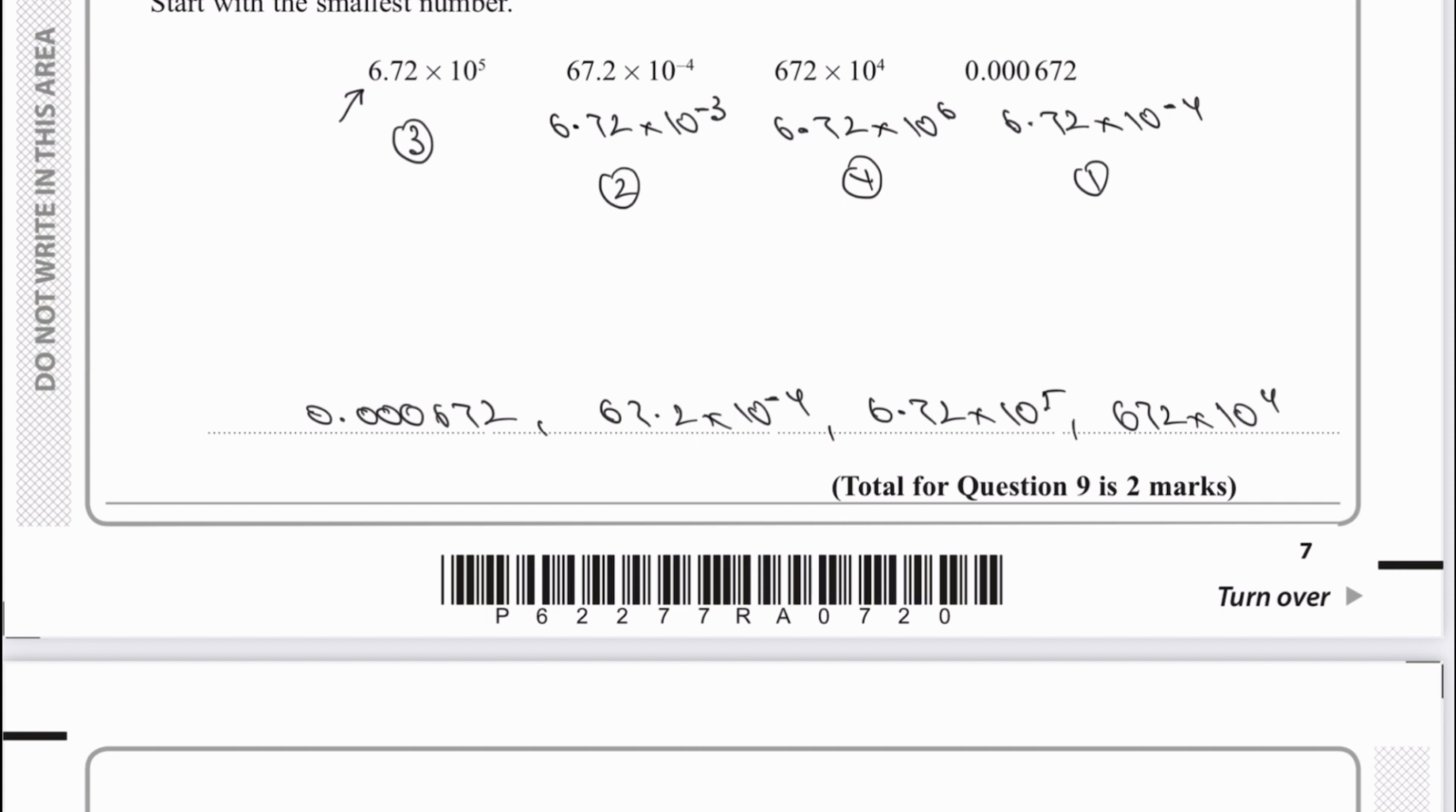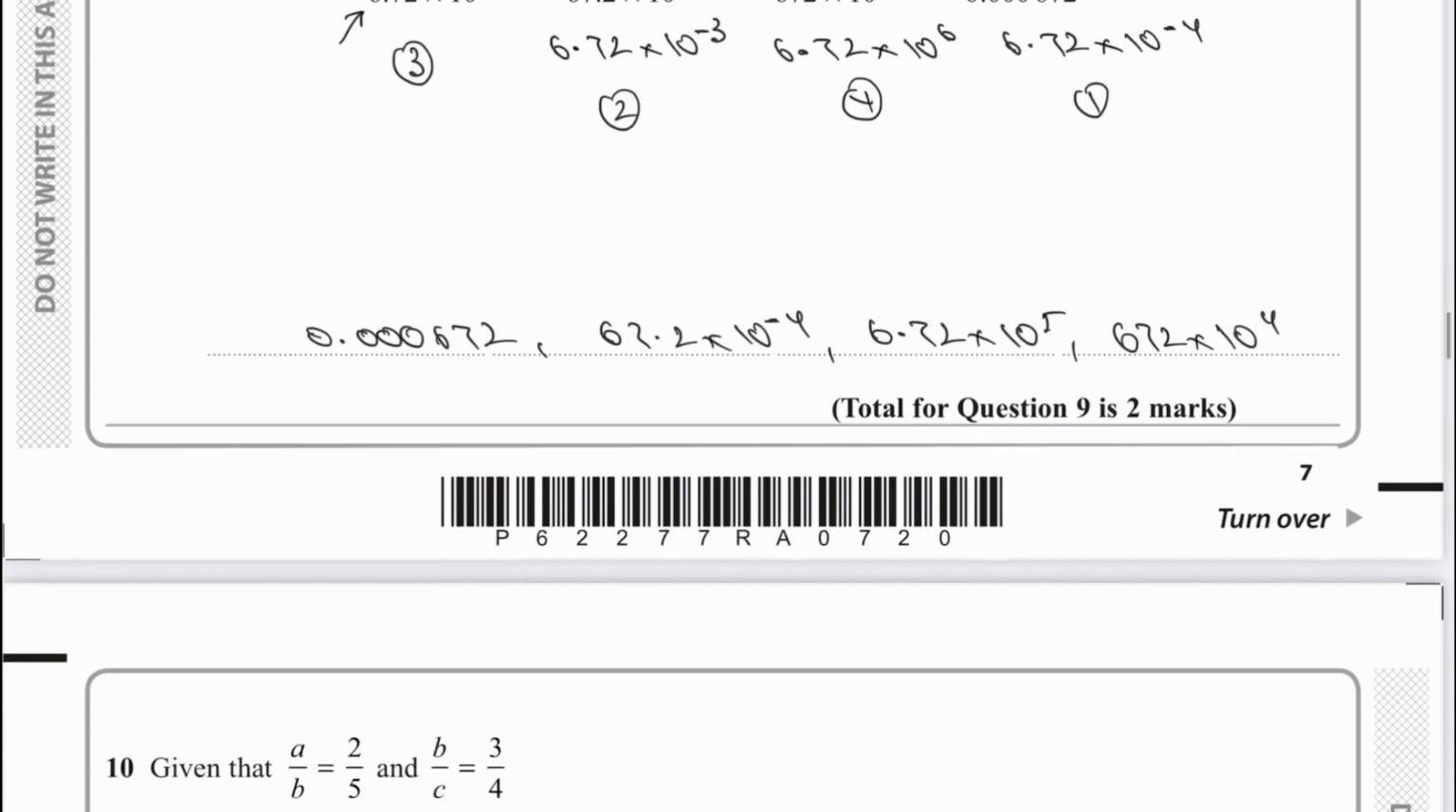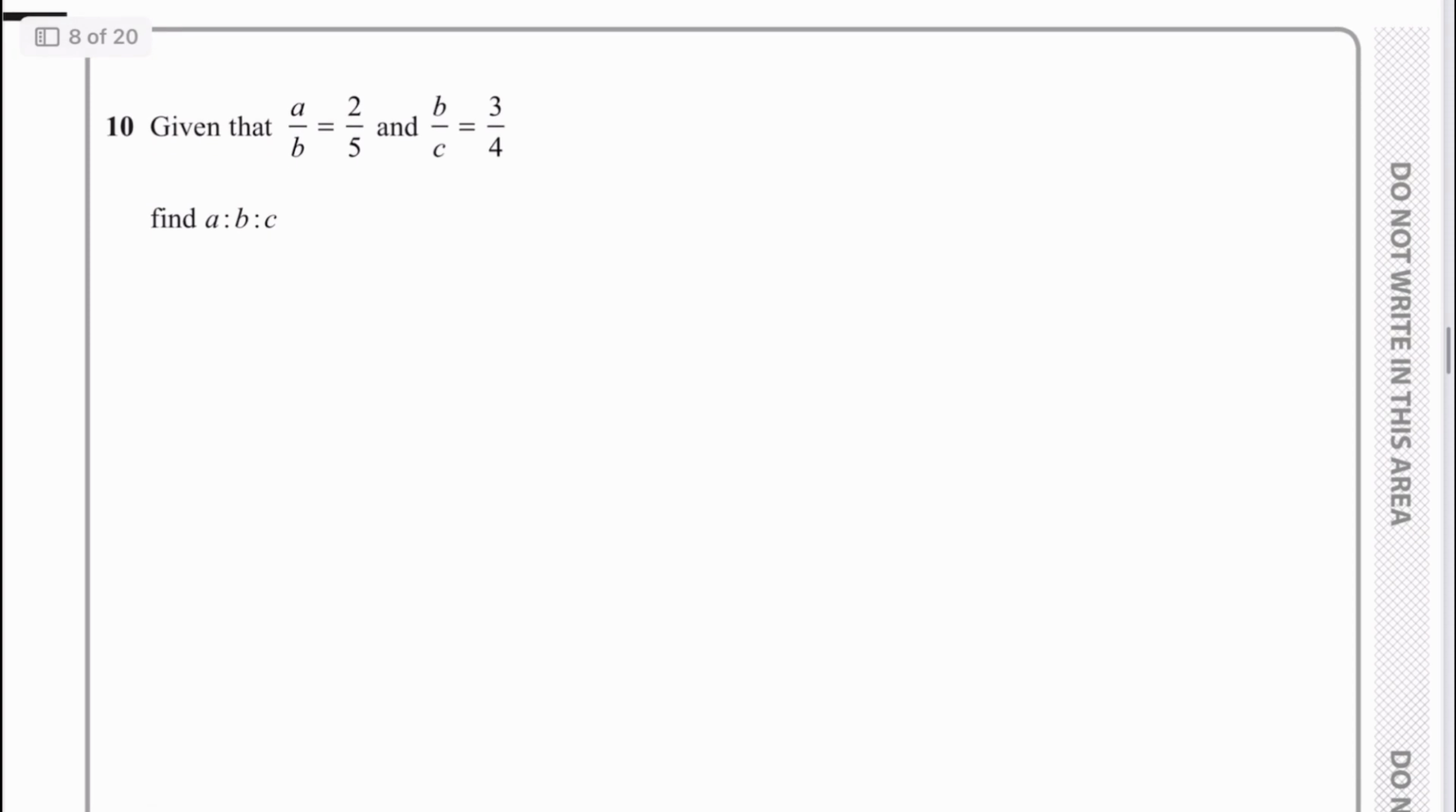Okay, I think what we'll do is we'll complete at the end of the next question, which is question number 10, which is a ratio question. Just a little bit trickier to get your mind around these sorts of questions, but basically what we're saying is if we write it in ratio form of A to B, that would be 2 to 5. Okay, and same with B to C. If we write that in ratio form, it would be 3 to 4.